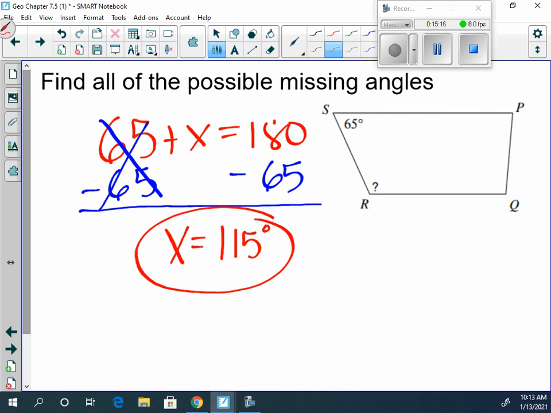Now, can I find the other two angles from here? Well, I know that P and Q add up to be 180, yes? And that all four of them add up to be 360, yes? How many different combinations of two numbers can I have that would equal 180? If I called these y and z, how many combinations of y plus z equals 180 can I have?